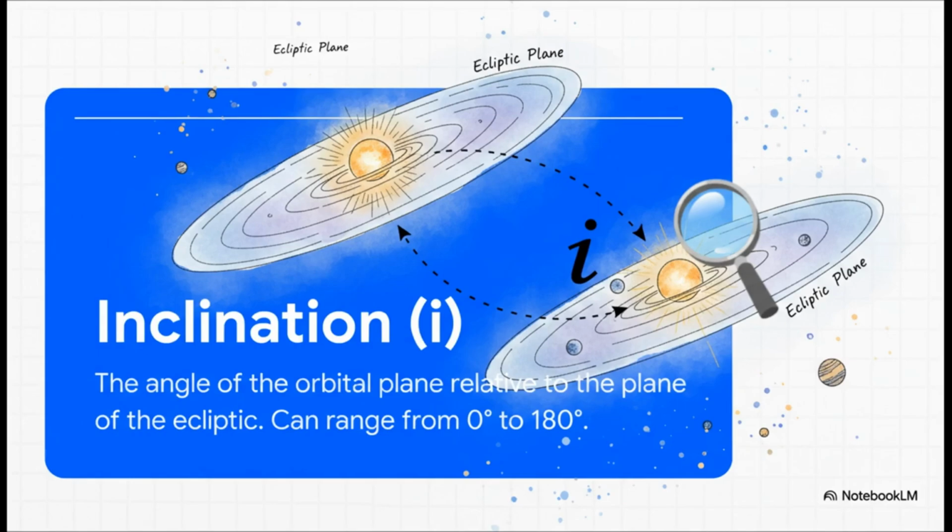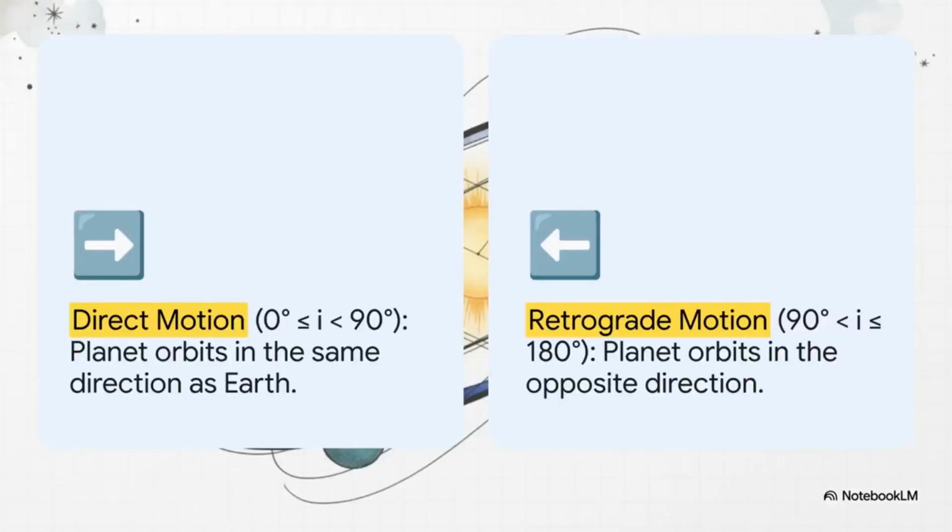So you can see, an inclination of 0 degrees would mean the planet is orbiting on the exact same floor as the Earth. And what's really cool is that this one number right off the bat tells you something huge about the orbit. If the inclination is between 0 and 90 degrees, that means the object is moving around the Sun in the same general direction as Earth and pretty much everything else in our solar system. We call that direct or prograde motion. But if that angle is greater than 90 degrees, it means it's going the wrong way. It's in a retrograde orbit.